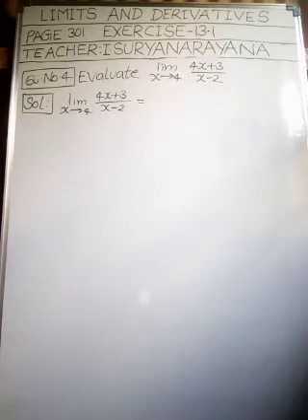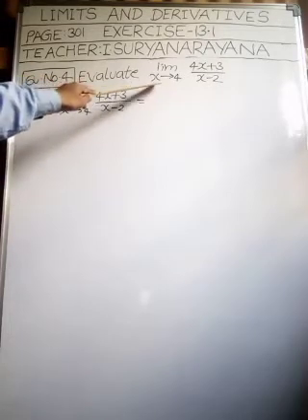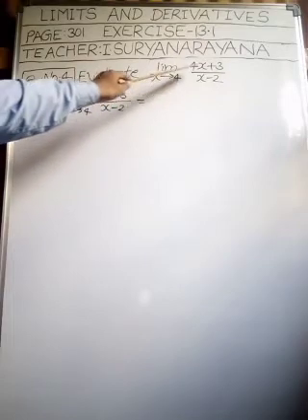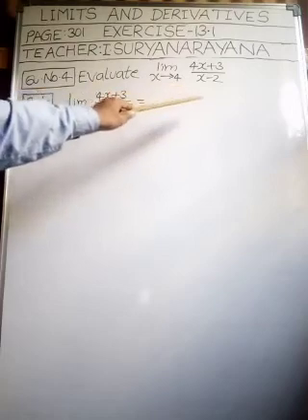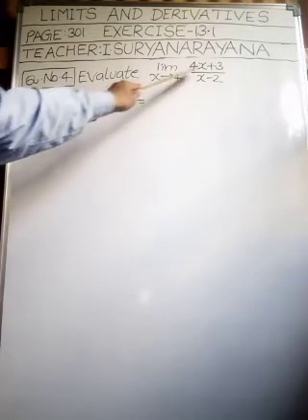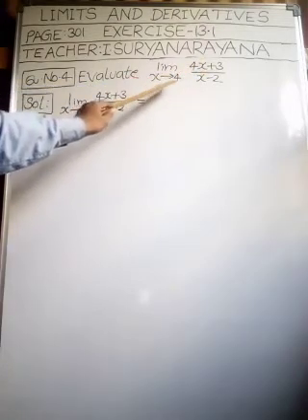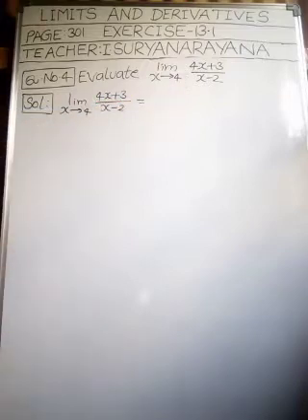Now come to the next question, question number 4. Evaluate as x tends to 4, limit of 4x plus 3 by x minus 2. Understood this question, my dear children? We have to evaluate the limit of this function as x is approaching 4. Right. Come to the solution part.